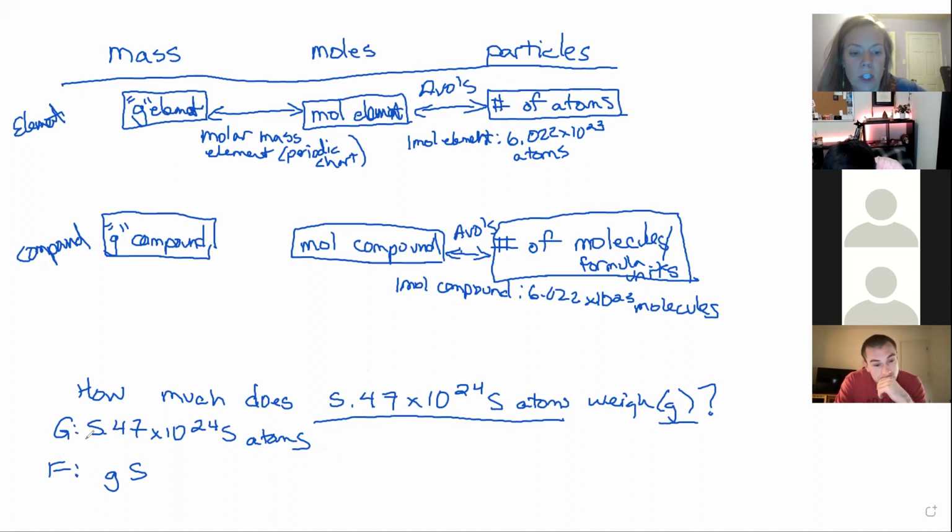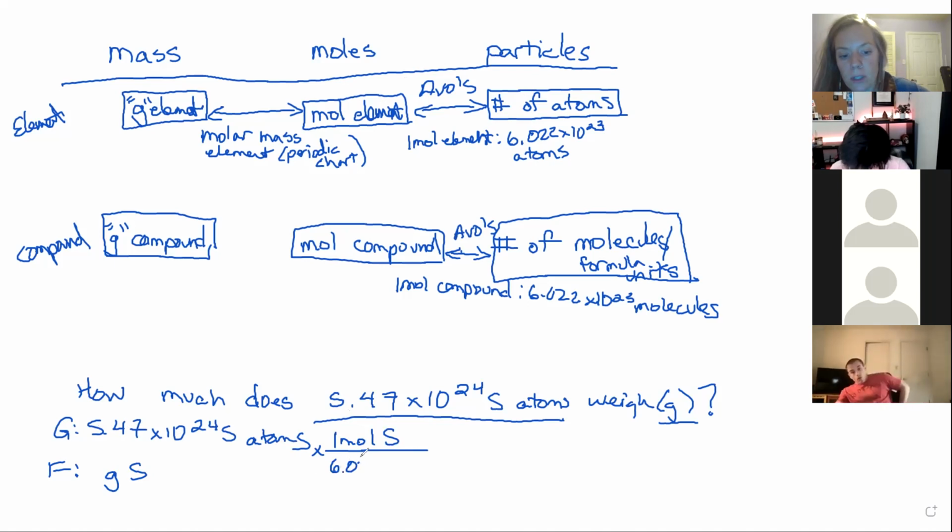So I'm going to just kind of chain it together here. So I have 5.47 times 10 to the 24th sulfur atoms. If I want moles, which is I'm going out of atoms into moles, I'm going to put the 1 mole of sulfur on top. On the bottom, I'm going to put that 6.022 times 10 to the 23rd sulfur atoms. That's going to take care of my first hop, right? So sulfur atoms go bye-bye. And we've now gone from here over to here.